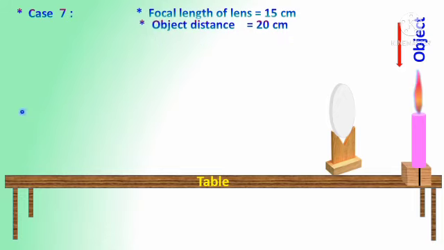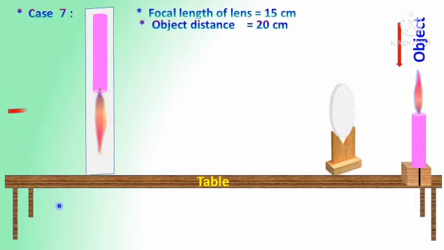Object distance u equal to 20 centimeters. For the image distance, slowly bring the paper, that means the screen, from left to right. Just watch clearly. The image to lens distance is very far. See here, the object to lens distance is only 20 centimeters, but the image to lens distance is very far. At that time we find the image is very large, magnified.